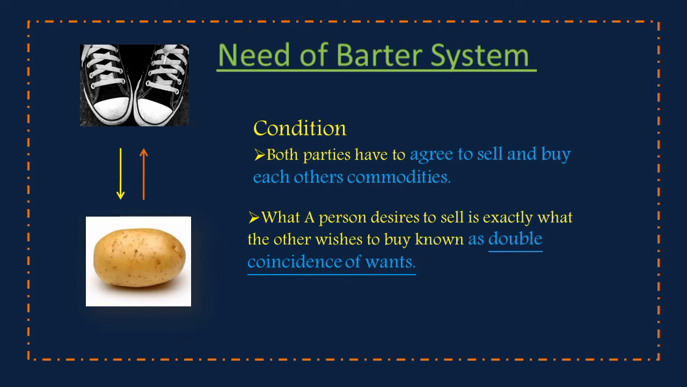So in the barter system there is a condition that both parties have to agree to sell and buy each other's commodities. When a person desires to sell exactly what the other wishes to buy, it is known as the double coincidence of wants. This definition is very important, so I need you to write it down with me. So I think you have understood what the need of the barter system is, so we should proceed.